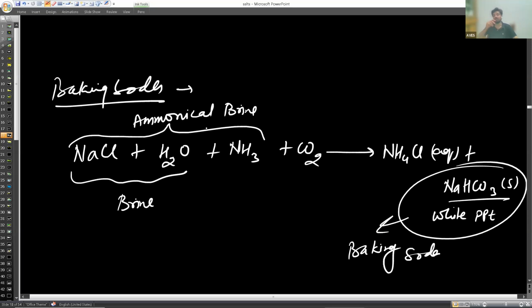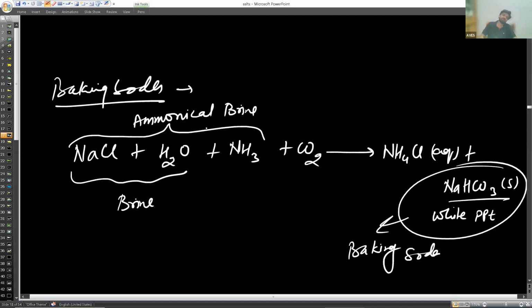So how can we prepare baking soda? Through this process of sodium chloride plus water, by mixing these components. So we can simply say that sodium chloride plus water plus ammonia, when we pass carbon dioxide to the ammonical brine, we form ammonium chloride plus sodium hydrogen carbonate, which is baking soda. Okay, you understood?